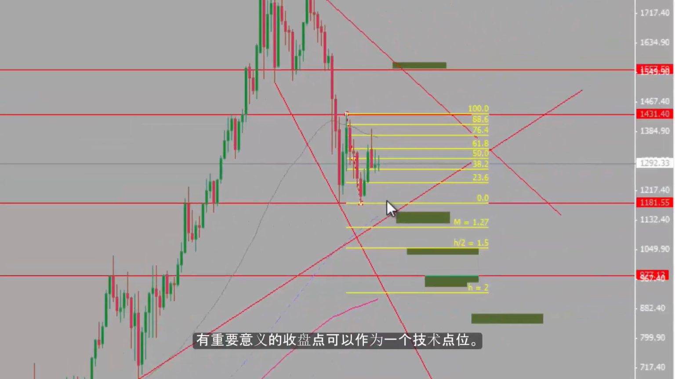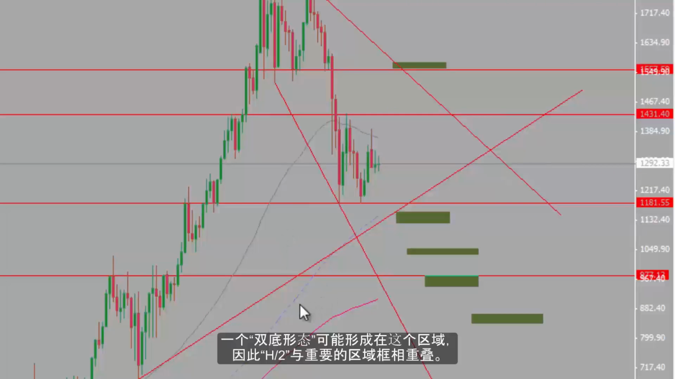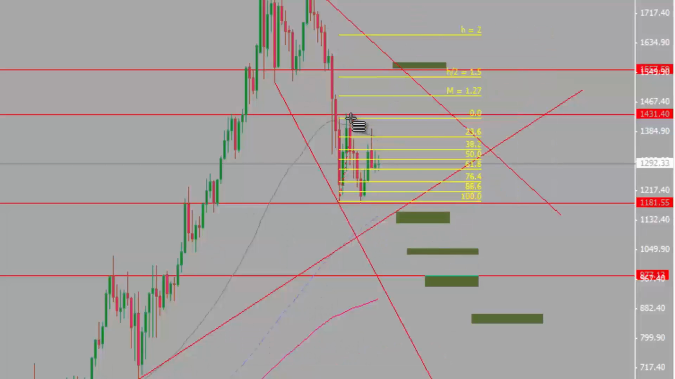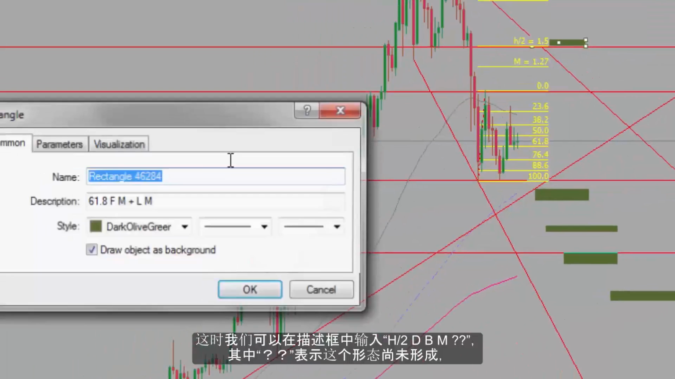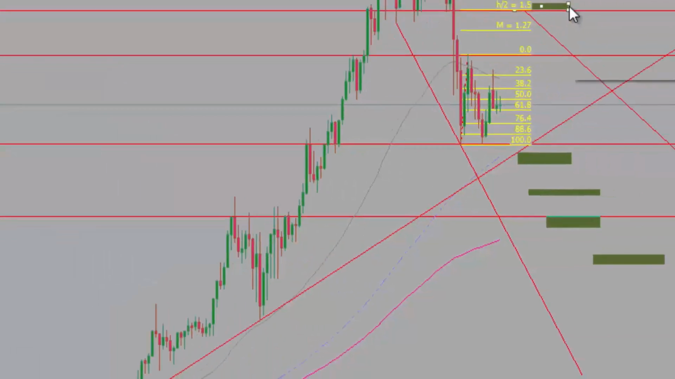Close significant points can be determined as one point. All important patterns, levels and points are considered. A double bottom may be formed in this region. Thus, level H2 overlaps the important region box. H2 DB M ?? can be added to the description, in which the two question marks show that this pattern is not formed yet.